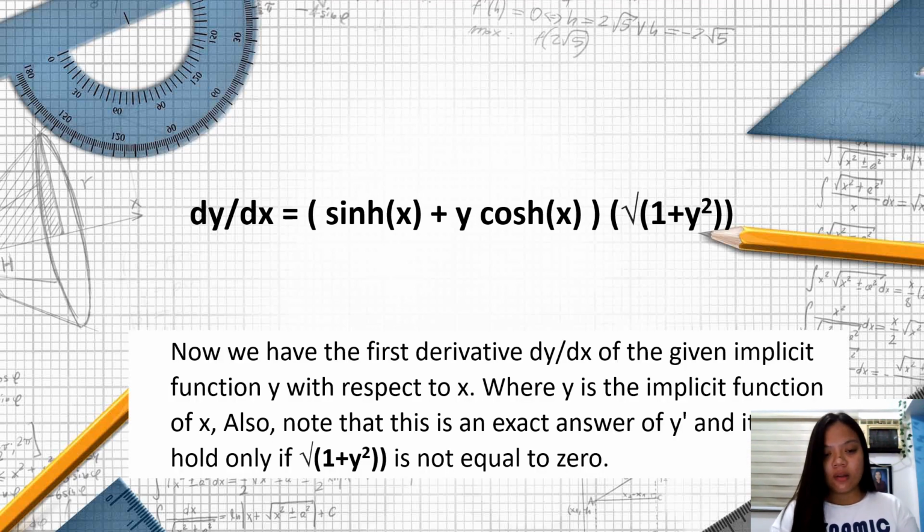Now that we have the first derivative dy over dx of the given implicit function y with respect to x, where y is the implicit function of x, also note that this is an exact answer of the derivative, and it holds only if the square root of 1 plus y squared is not equals to 0. So, makukuha lang daw natin yung answer na yan kung the square root of 1 plus y squared is not equals to 0.